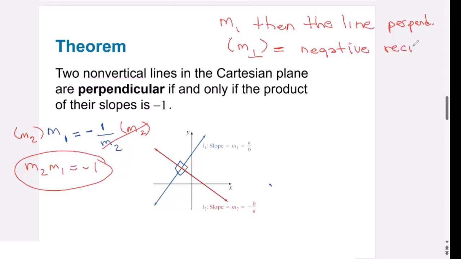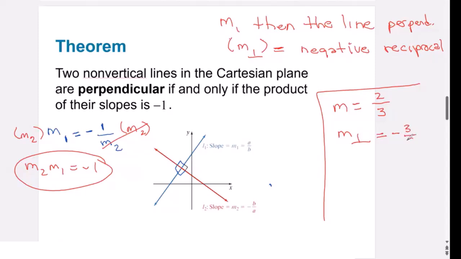And a lot of people like to think of it as the opposite. So if that helps you, that's fine. So if I have, for example, the slope of one line equal to 2/3, the slope of the line perpendicular would be -3/2. So that's why a lot of times I hear students say the opposite, because the sign is different.